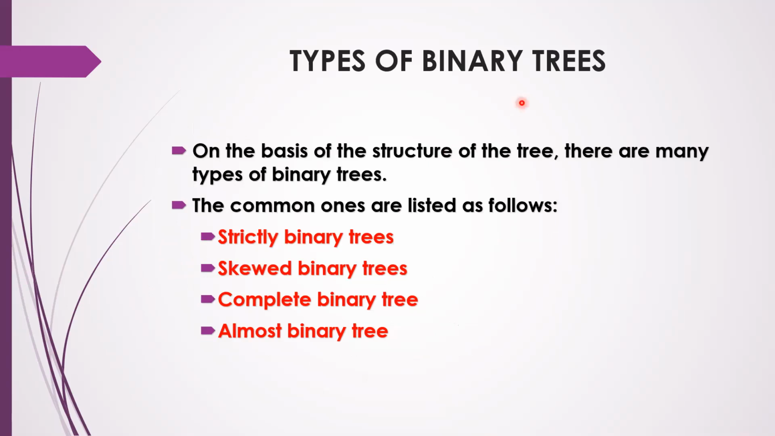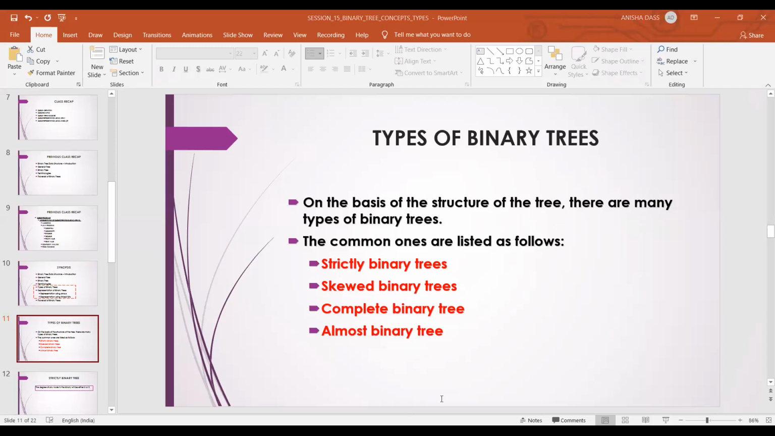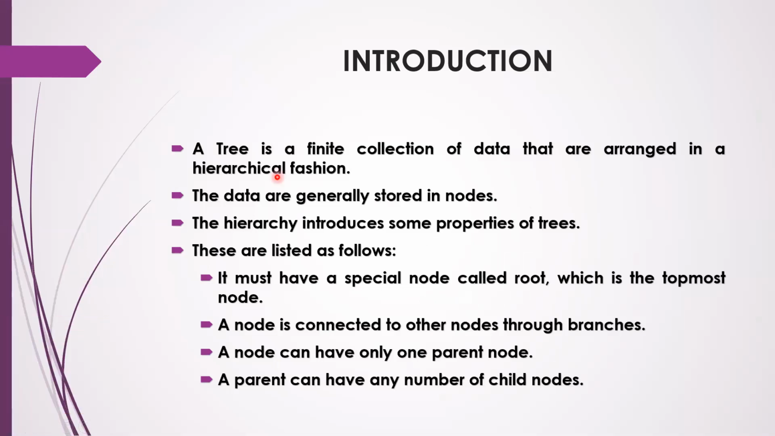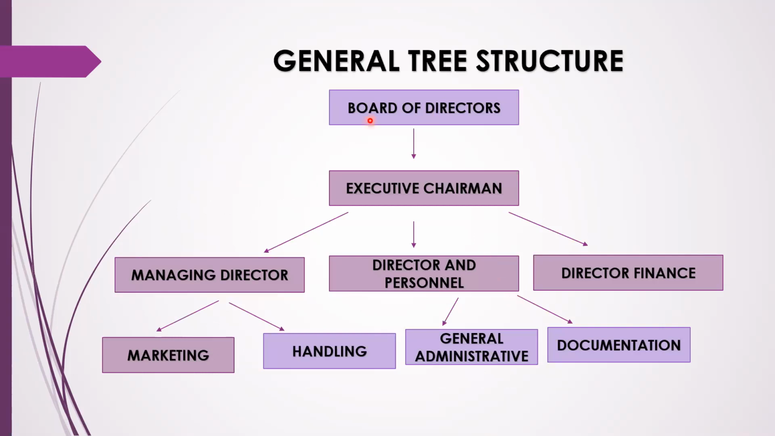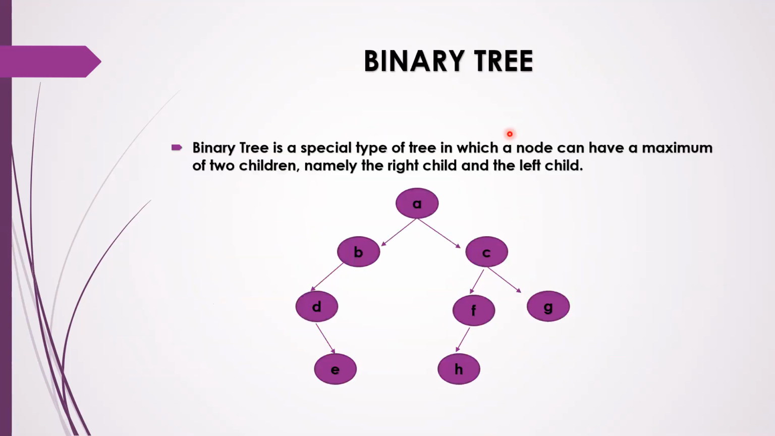Okay, so in the previous session, we saw what is a binary tree. If you see here, a tree is a finite collection of data that are arranged in hierarchical fashion. So we know tree is arranged in hierarchical fashion, and all the data are stored in nodes. And the hierarchy has some properties of trees. So it has a special node called root node. For example, in a general tree like this, board of directors is a root node. In a binary tree like this, A is a root node.